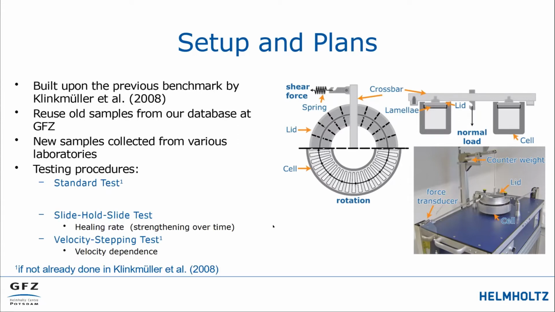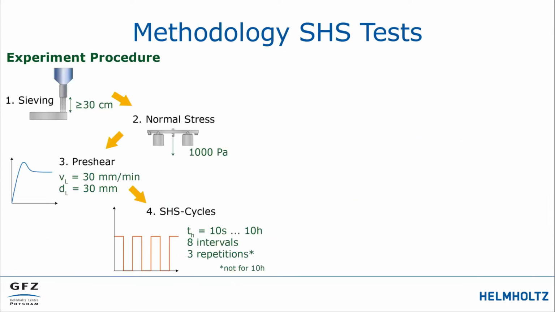For the testing procedures, we do the standard test that I've just shown you, so we get the Mohr-Coulomb friction if we don't have it yet. If there are new samples, there are several, like plastic sands, which have not been used 10 or 20 years ago. So there are quite some new materials that we're also testing. And then we do a slide test to get the healing rate and a velocity stepping test to get the velocity dependence. Now I'm going to show the results and also the methodology of the slide test.